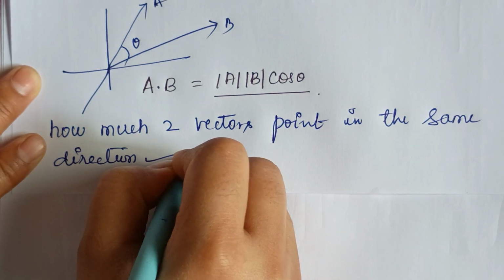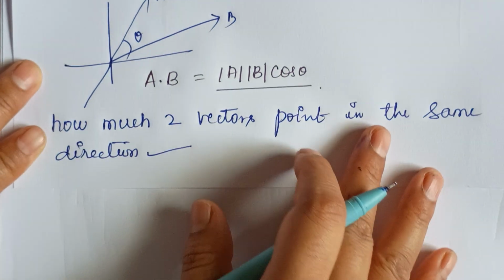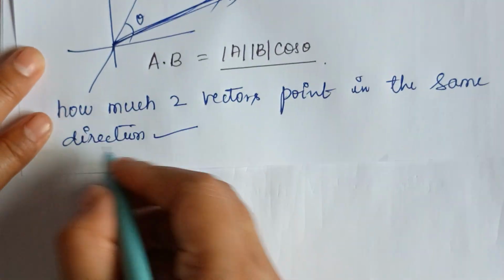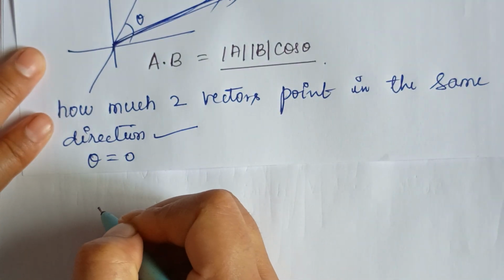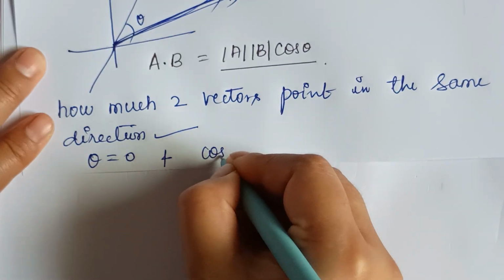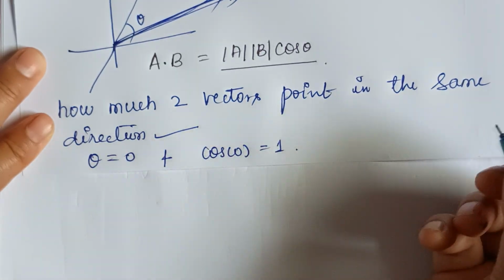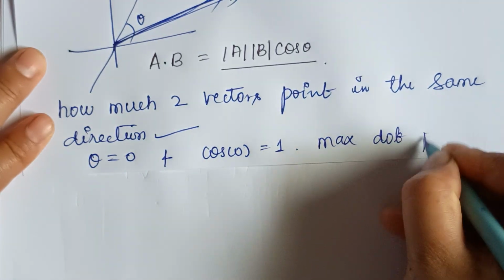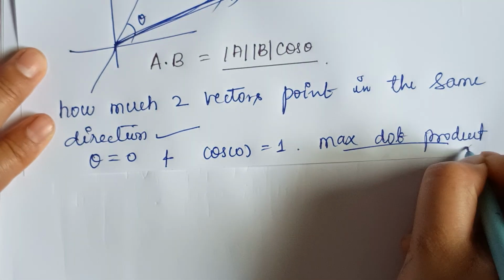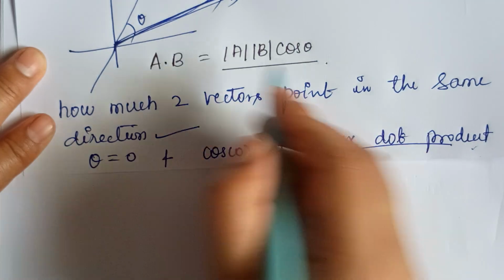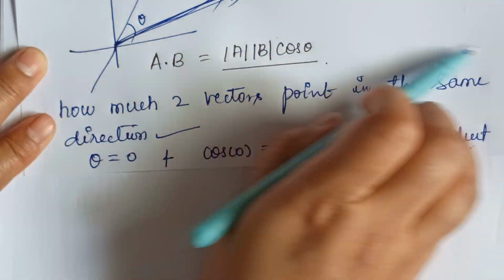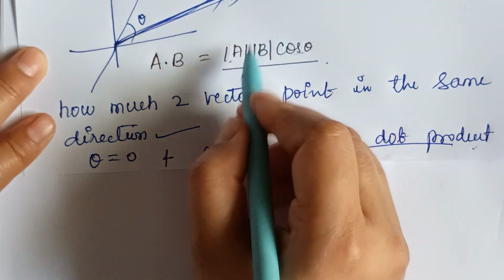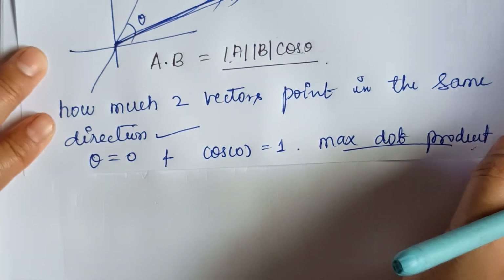Okay, this is done. So if they are exactly in the same direction, A and B, then theta is equal to 0, correct? And cos 0 is what? 1. That is going to be the maximum dot product if it is in the same direction. If two vectors are in the same direction, cos 0 is 1, so 1 mod A mod B is going to be the maximum of the dot product.